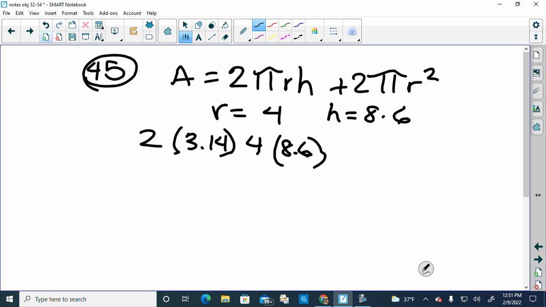You can use dots or a times symbol in between, as long as you don't lose track of it. Plus, and then 2, and then pi is going to be 3.14 again. And then r squared, so we would do 4 squared, and since there are no other exponents in there, I'm going to go ahead and do it right now. So 4 squared, I could write it there, or I could go ahead and do it, so 4 times 4 would make it 16.